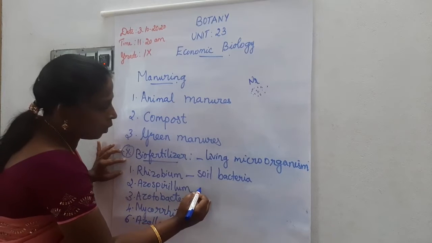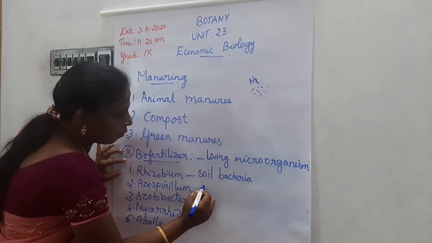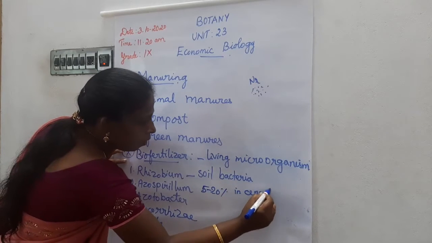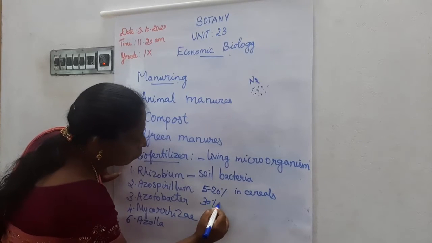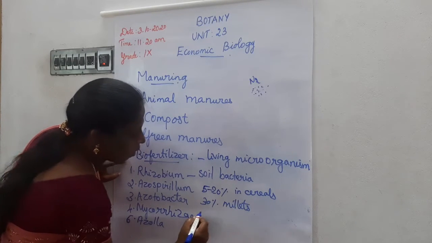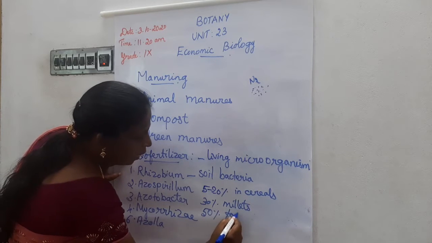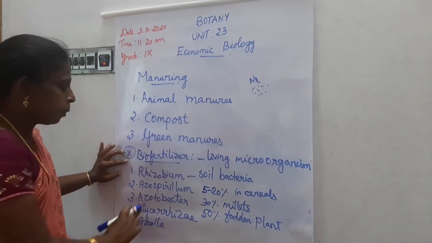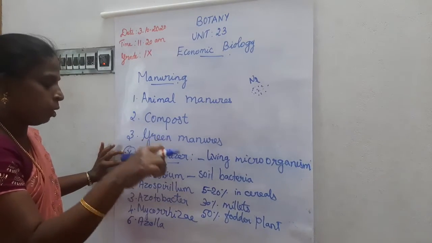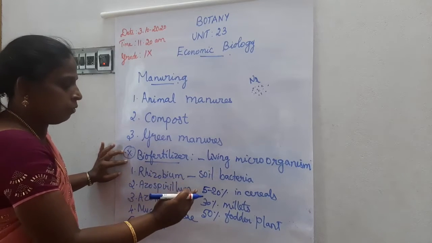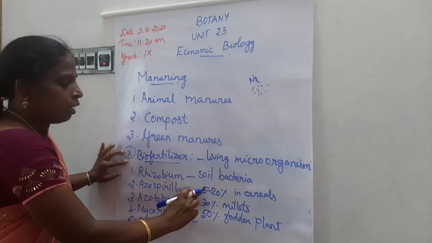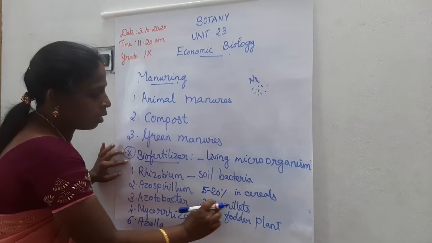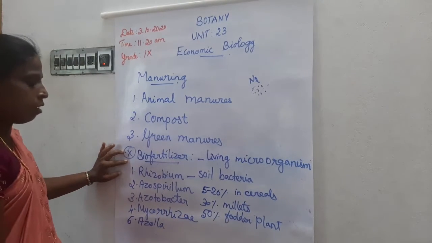It can increase the productivity by 5 to 20% in cereals, 30% in millets, and 50% in fodder plants. This is also a type of bacteria. When it is inoculated to the plant, there is increased productivity. It is 5 to 20% in cereals, 30% in millets, and 50% in fodder plants.